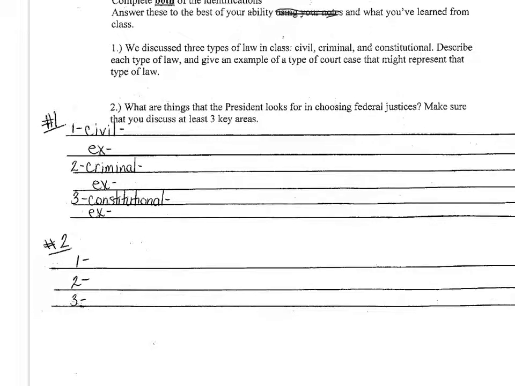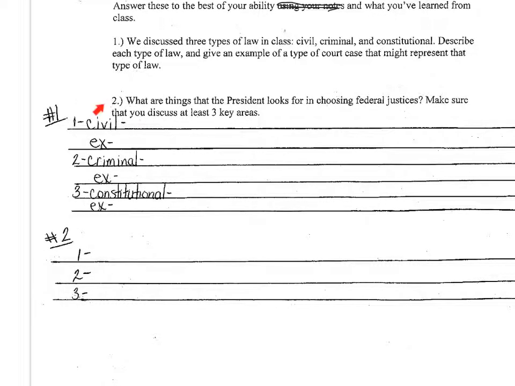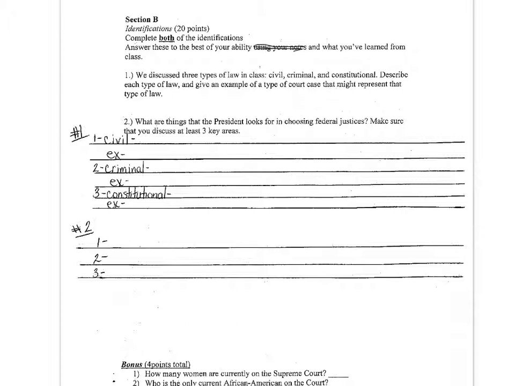And then the second part, what are things that the president looks for in choosing federal justices? So, what does he look for when he's choosing federal justices? Make sure that you discuss at least 3 key areas. So, here's your 3 lines, 3 key points on what the President of the U.S. looks for when he's picking a judge for the Supreme Court.